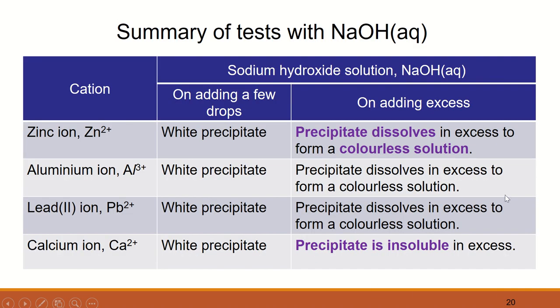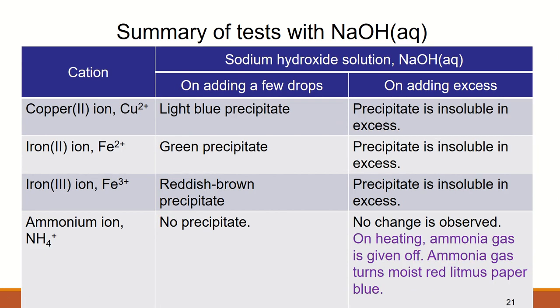This is the summary of the test results for the various cations using sodium hydroxide. Take note, this table can be found in your practical worksheet, but it is not complete because of the phrasing. In excess actually refers to sodium hydroxide, which you need to clearly indicate when you write down your observation. These are for the colored ions.